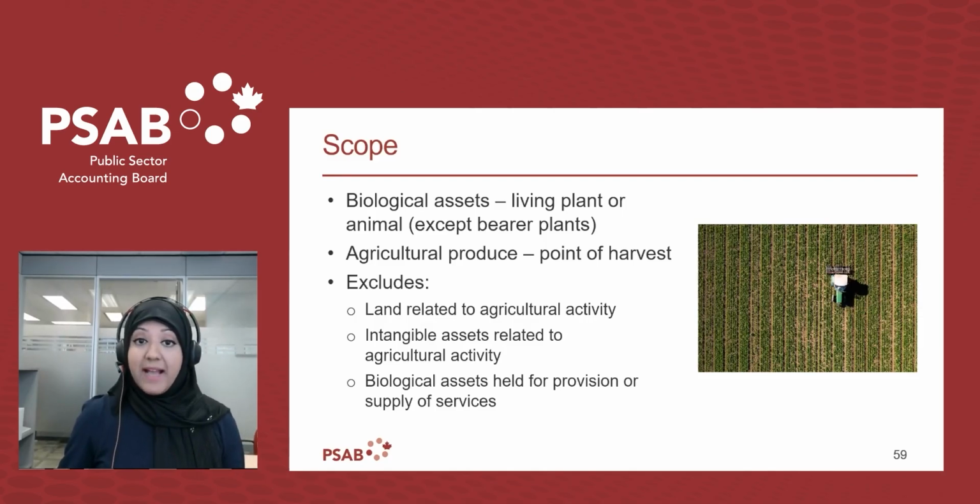With respect to biological assets held for provision or supply of services, examples of such biological assets include horses and dogs for policing purposes, and plants or trees in parks and gardens operated for recreational purposes. These biological assets are not held for use in agriculture activity because they are not routinely managed for the purposes of measuring and monitoring the change in quality and quantity brought about by the biological transformation or harvest as described in IPSAS 27.